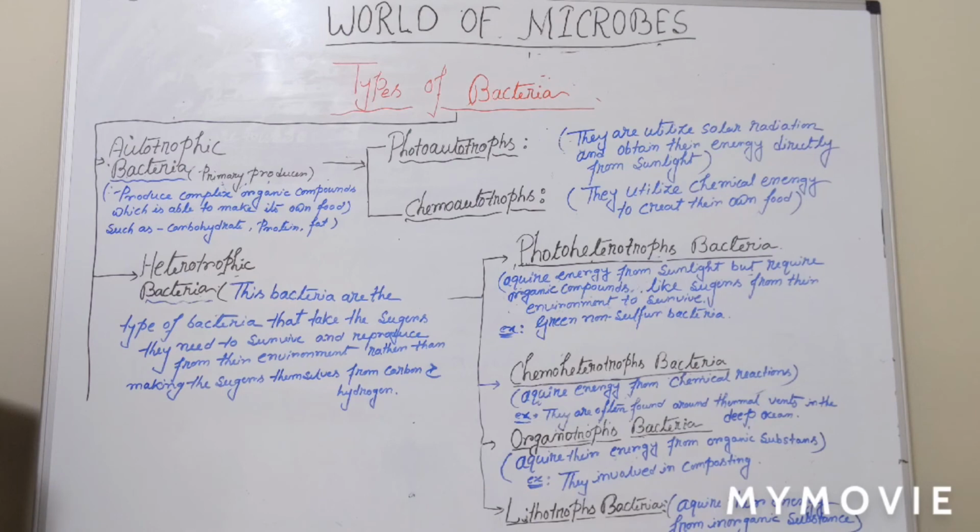Organotrophs bacteria acquire their energy from organic substances, like those involved in composting. And lithotrophs bacteria acquire their energy from inorganic substances. Lithotrophs bacteria are very rare.